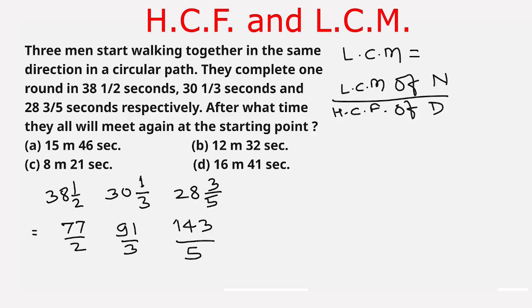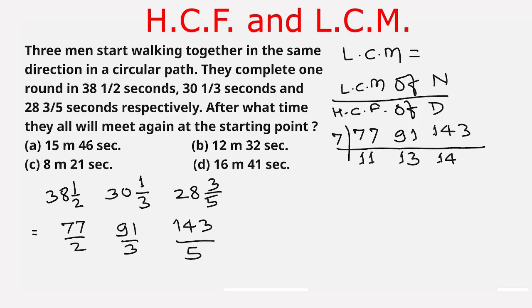Now we have to find the LCM of 77, 91 and 143. We divide these numbers by 7. 7 divides 77 for 11 times, 91 for 13 times, and we carry 143 as it is. Now we divide it by 11. 11 divides 11 for 1 time. We write 13 as it is, as it's not divisible by 11. And 11 divides 143 for 13 times.